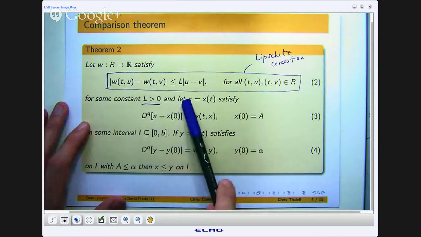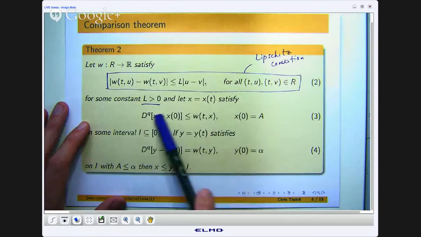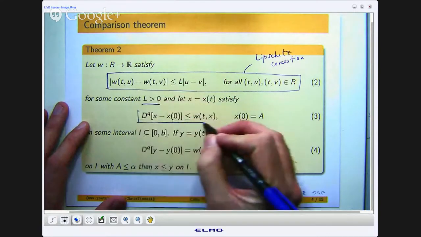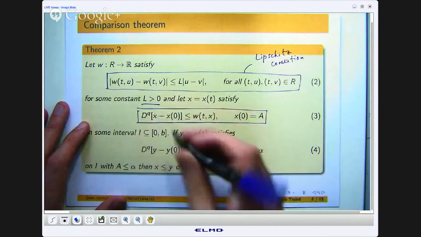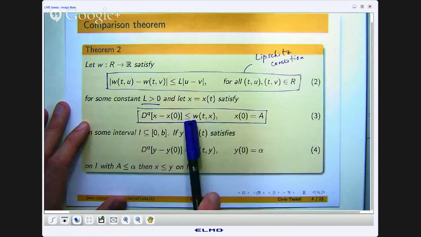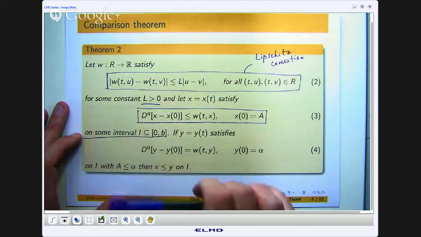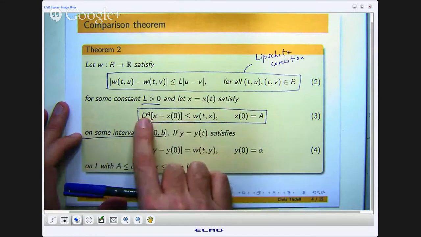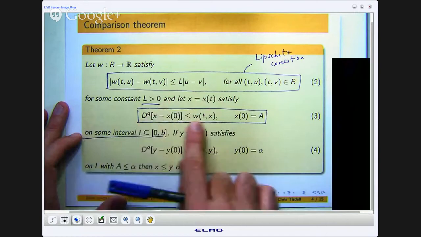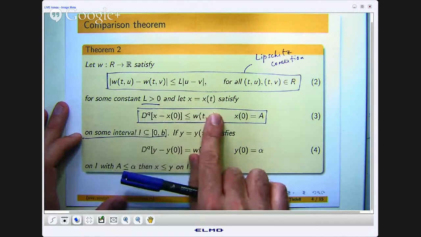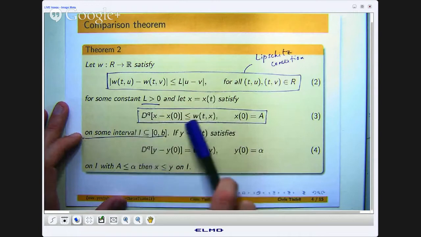In addition, let x be a function that satisfies this kind of problem. Now, notice I've got an inequality here. Instead of having equality, I've got an inequality here. So this is what's known as a differential inequality. So let x satisfy this kind of initial value problem where you've got an inequality instead of an equal sign, and let y actually satisfy the problem when you have an equal sign here.